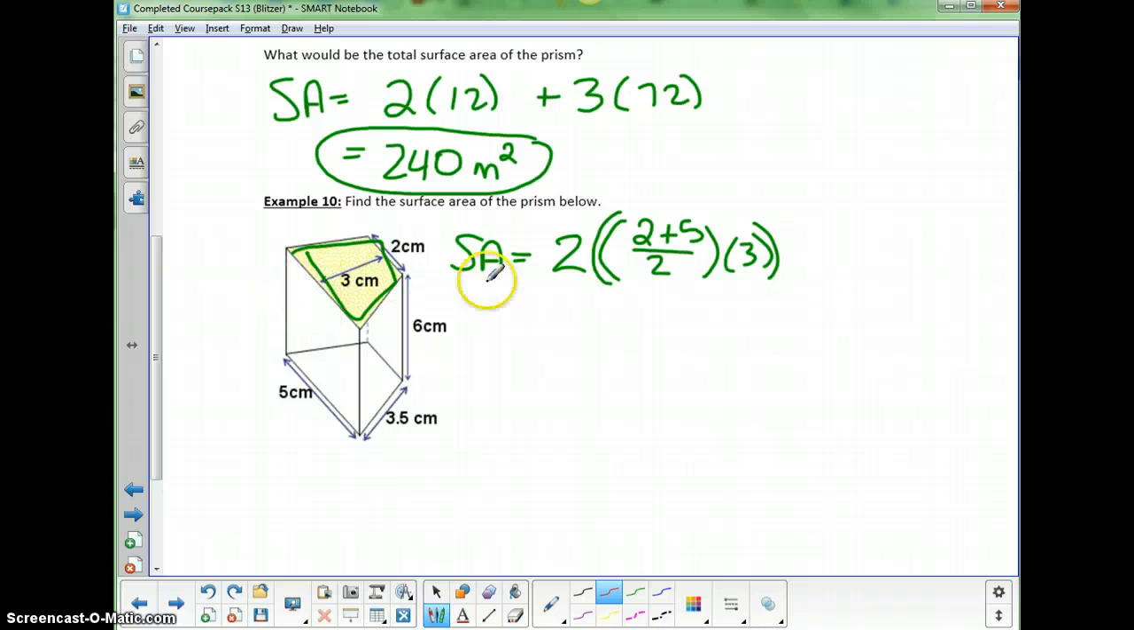Now let's look at these rectangles. This rectangle is going to be the same as the one on the opposite edge. So there's going to be 2 of those. Those have length 6 and width 3.5. 6 times 3.5.